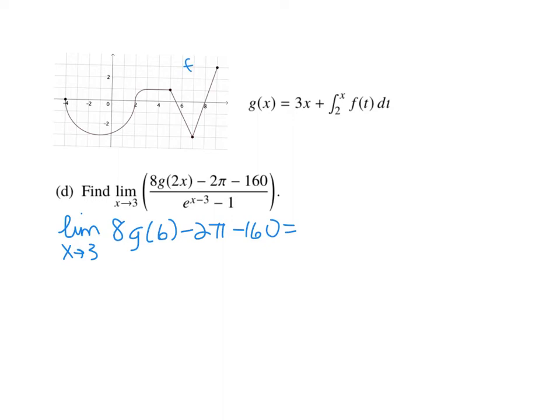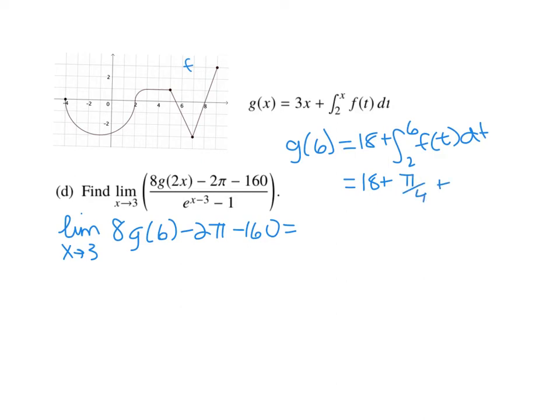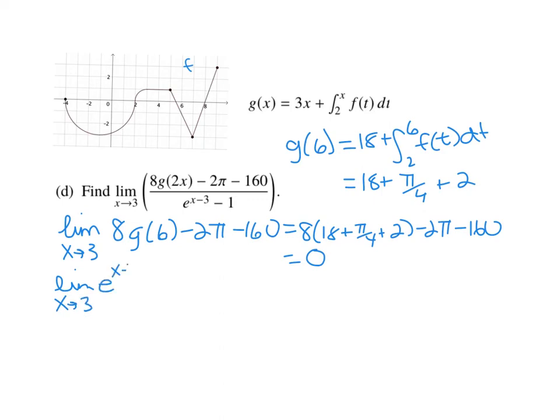So if you work this out, you should find that g of 6 is equal to 18 plus the integral from 2 to 6 of f of t dt. The area from 2 to 6, you can look back at the stuff that you did for part A. You will find that it is pi over 4 plus 2. And that actually gives you 0. So you can do the same thing for the limit of the denominator. You'll find that that gives you e to the 0 minus 1, which just gives me 0 also.